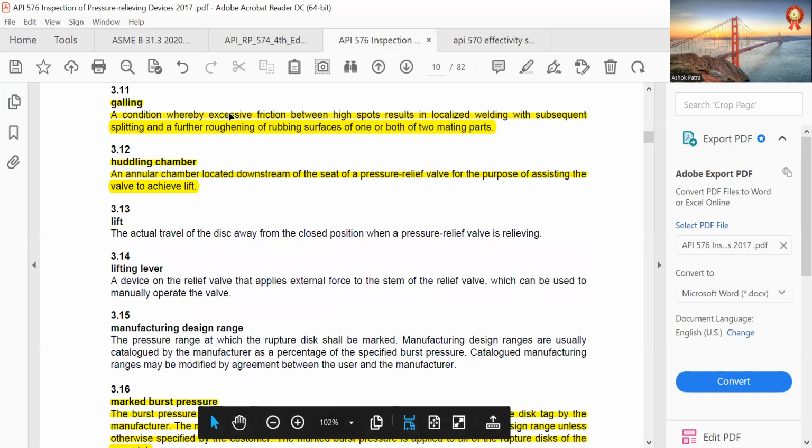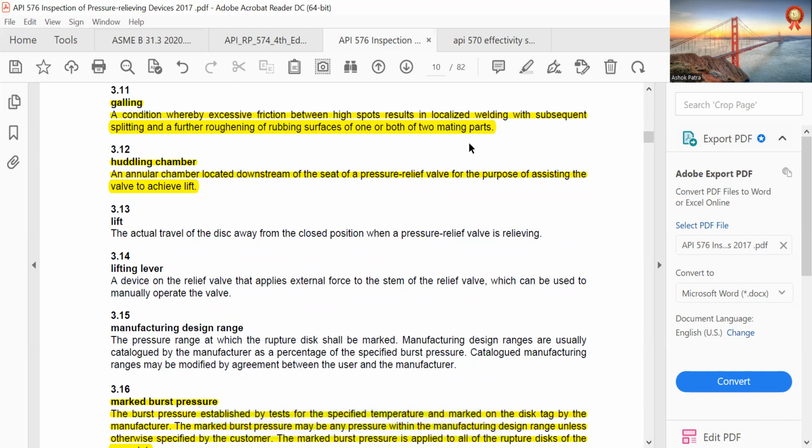Galling: the condition whereby excessive friction between high spots results in localized welding with subsequent splitting and further roughening of the rubbing surfaces of one or both of the two mating parts. Huddling chamber: the annular chamber located downstream of the seat of the pressure relief valve, for the purpose of assisting the valve to achieve lift.